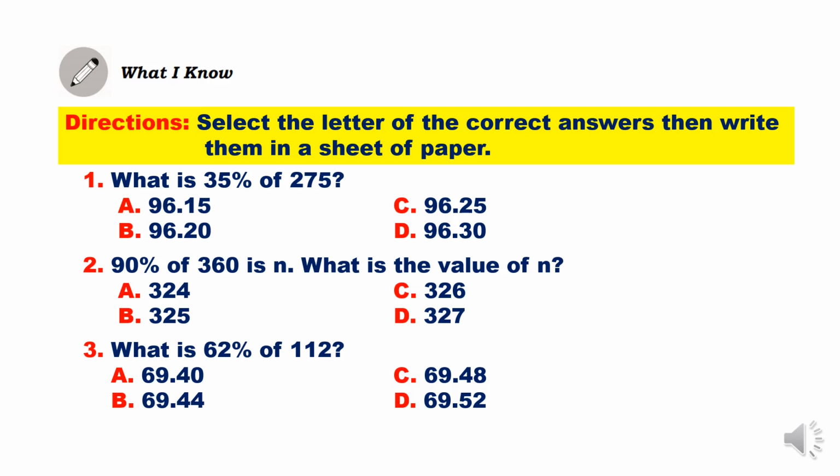Number 3. What is 32% of 112? A. 69 and 40 hundredths, B. 69 and 44 hundredths, C. 69 and 48 hundredths, D. 69 and 52 hundredths.